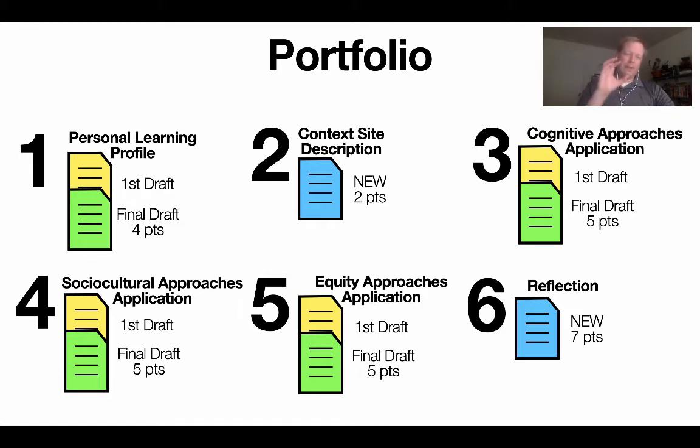So let me explain what I need you to do in this portfolio. First of all, you're going to include the first draft as is. You're not going to turn in just the final draft for the personal learning profile. So in the personal learning profile section, you're going to turn in the first draft, the final draft, and your field notes. I didn't include the field notes in here because I consider that part of the first draft. The final draft, again, is a revision of that first draft.